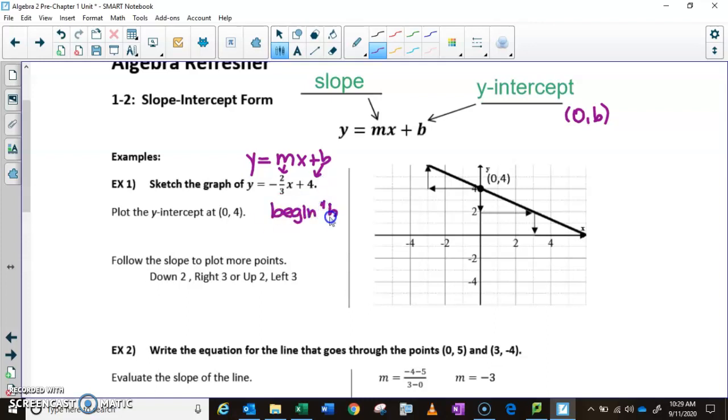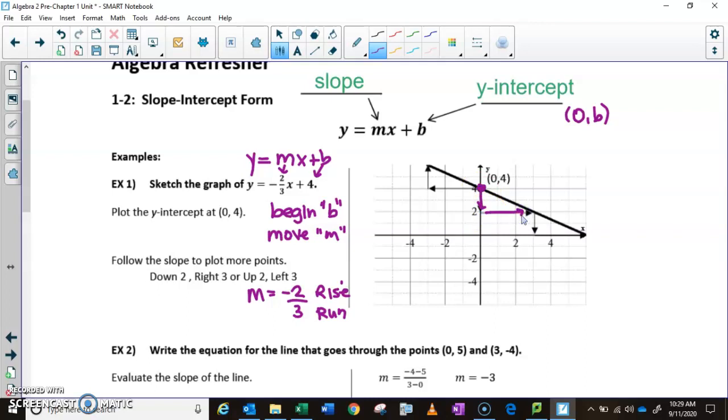So remember from 8th grade, we begin graphing with b. So we begin graphing at (0, 4), and we move by the slope of m. And here my slope of m is negative 2/3. So we're going to rise negative 2 and run 3. From my y-intercept of 4, I'm going to come down 2 and run 3.